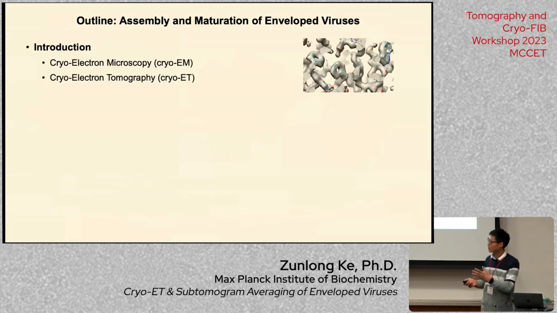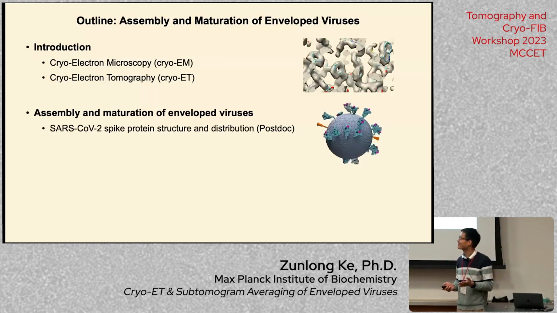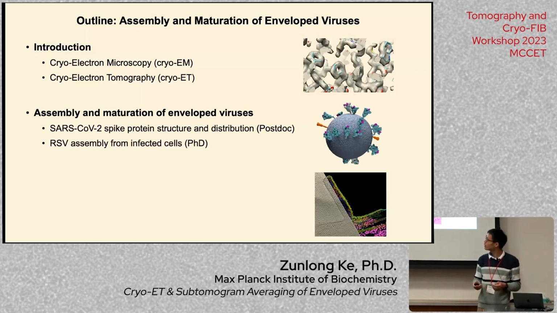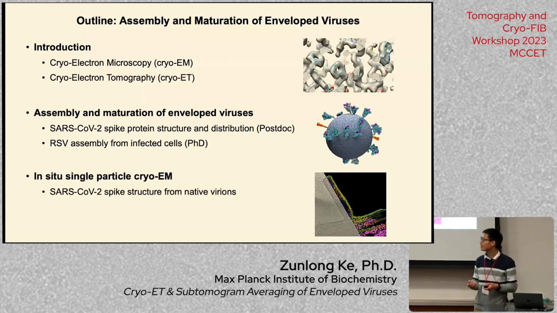So I'm going to talk about sub-tomogram averaging a bit, and I'll show specific examples. I'll start with a very brief introduction about Cryo-ET and apoferritin structures, and then follow up with two stories on the SARS-CoV-2 variant spike and its distributions and conformations. I will briefly introduce the work I've done during my PhD at Liz's lab, and I'll finish with maybe in situ single particle cryo-EM on those native variants.